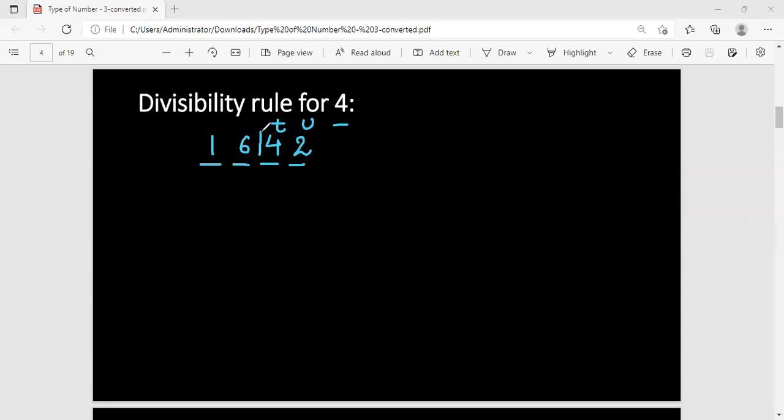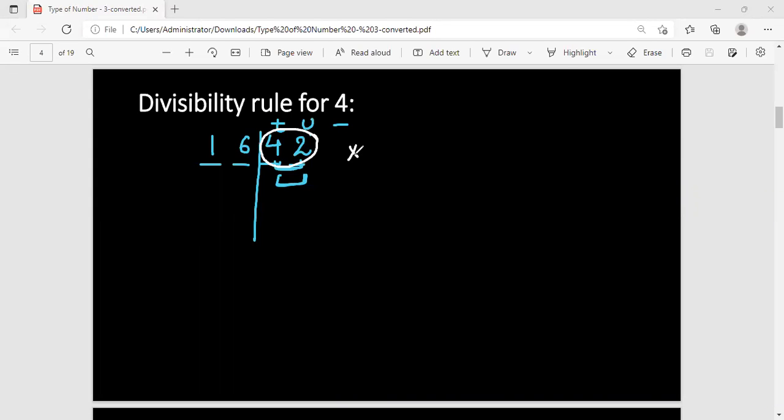Here, what will you do? You will take the number formed by the last two places, unit place and tens place, in the same order. You will not take 24, rather you will take 42, right? The number formed by the last two places should be divisible by 4. Here you can see the number is ending in 42. 42 is not exactly divisible by 4. That's why this number is also not divisible by 4.